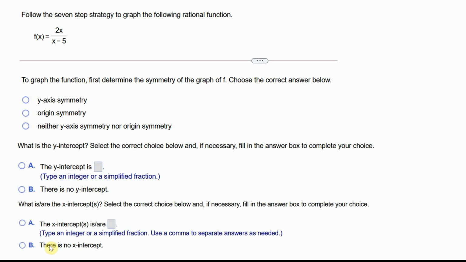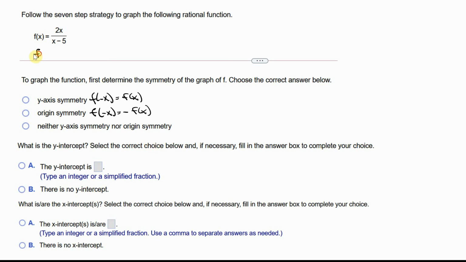All right, so here's the big guy. Follow the 7-step strategy to graph the following rational function. Is it symmetric? If it's y-axis symmetric, you've got to have f of negative x equal to f of x. If it's symmetric about the origin, you've got to have f of negative x equal to negative f of x. And if neither of those work, then you say it is neither.